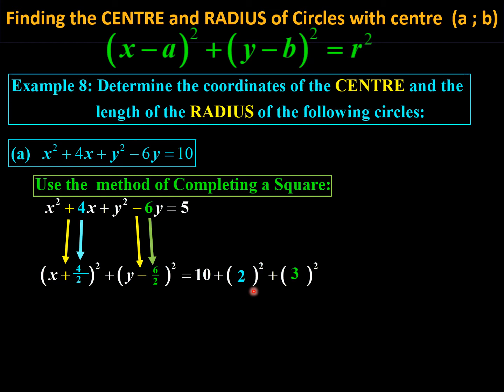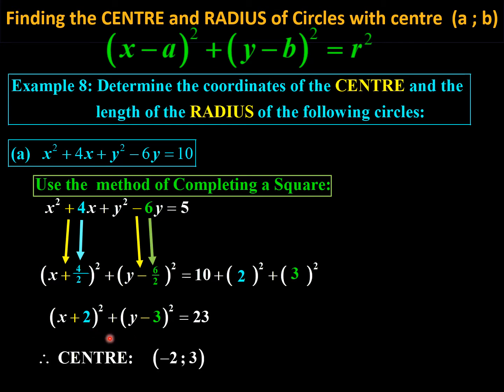Now I can just simplify this part here. 4 over 2 is a 2. You don't use a calculator for that. 6 over 2, 3. That would be very embarrassing if you do that on the calculator. This maybe you can do on the calculator and you get a total of 23. Now we can read off the center. If that's a positive 2, the center will be negative 2. That's a negative 3, that will be positive 3. And the length of the radius is square root of 23.